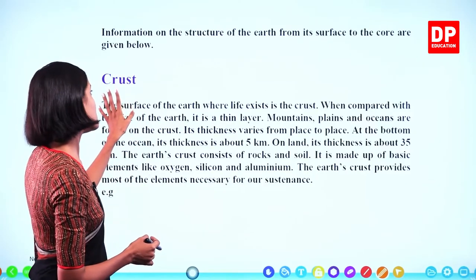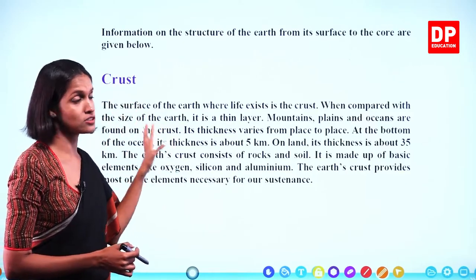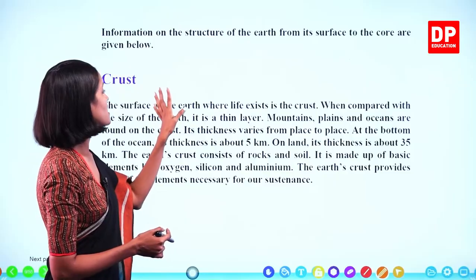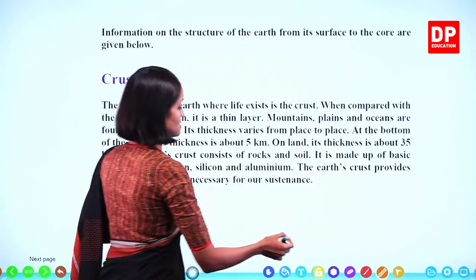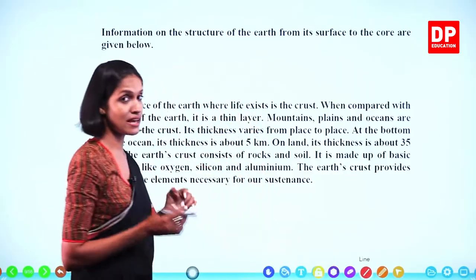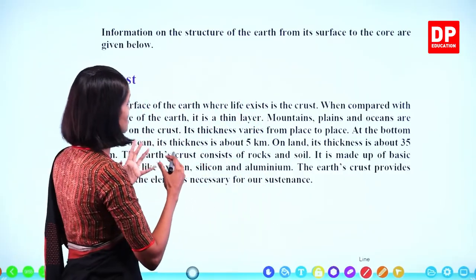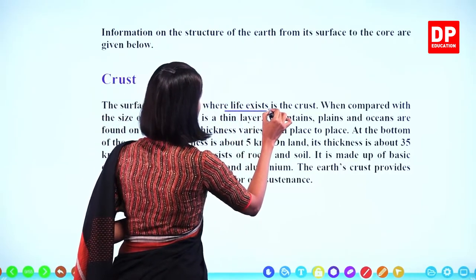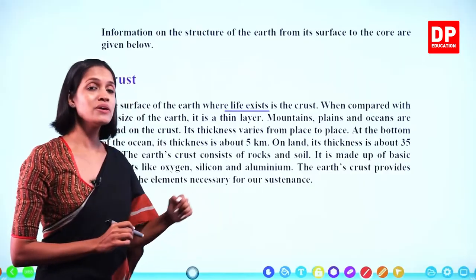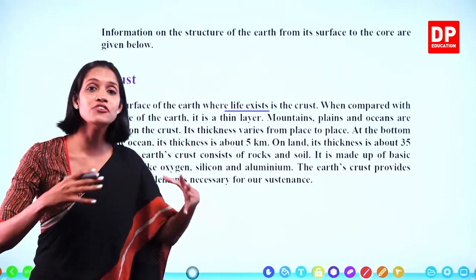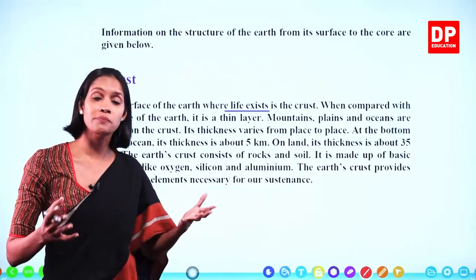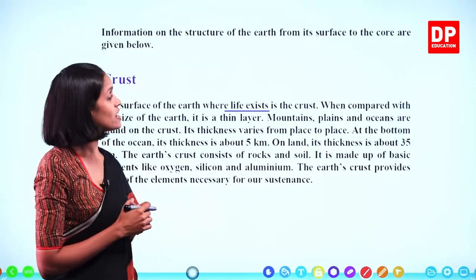First, we are going to learn about the crust of the earth, okay? Let's see. The surface of the earth where life exists, even though there are three layers present, the life exists on the crust, right? Life exists is the crust, because this is the place where on the surface only humans live, all the other animals live, and the plants also grow, right, children?